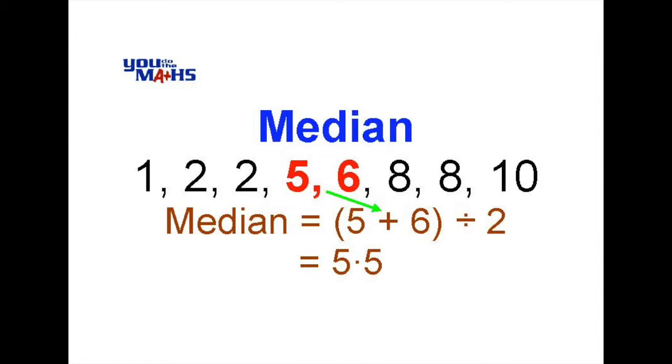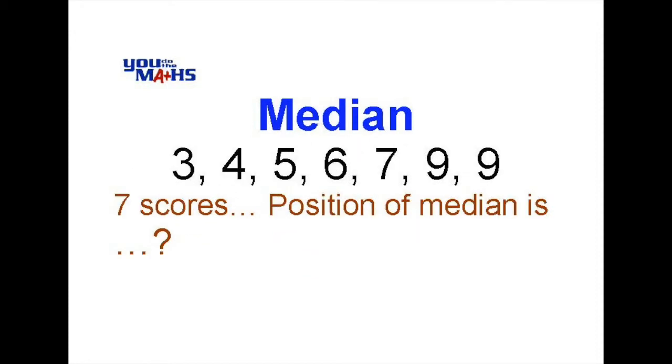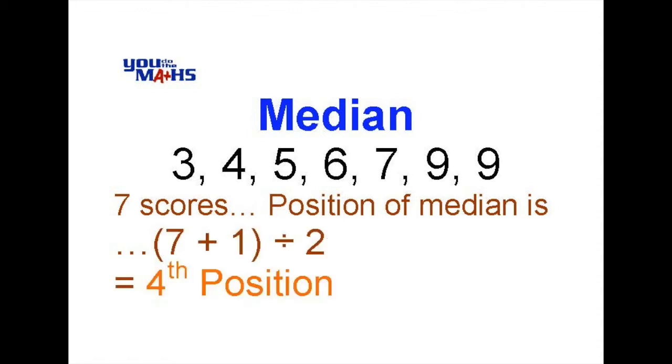Now if there's a large number of scores, it's actually quite difficult to find the median quickly. What we need to do is find the position of the median. In this case there's 7 scores. To find the position of the median, what we do is we add 1 to the number of scores and then divide it by 2. So the median is in the 4th position for this group of scores. We can see in this case the 4th position is the number 6. Of course they must be in order.